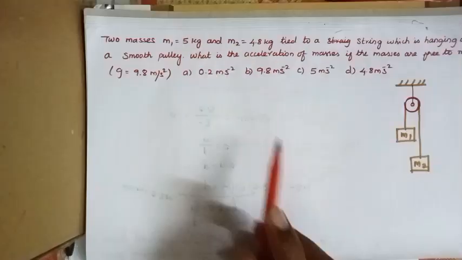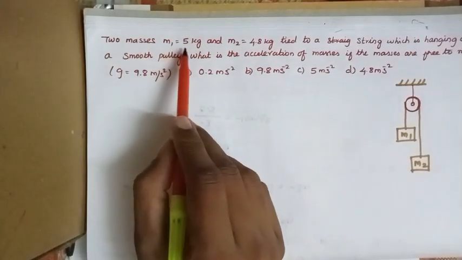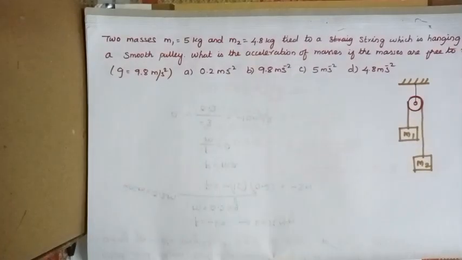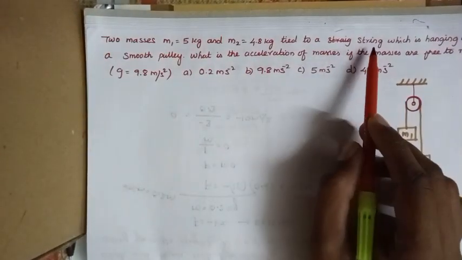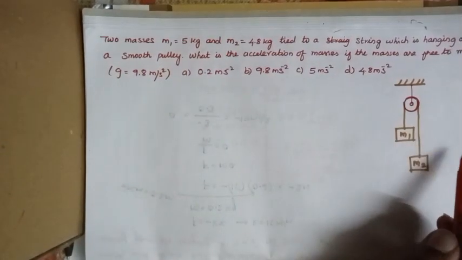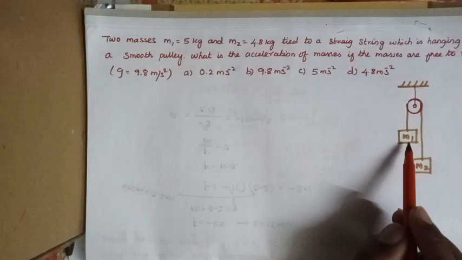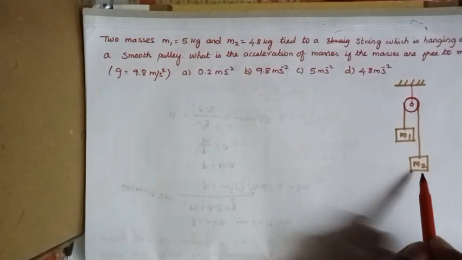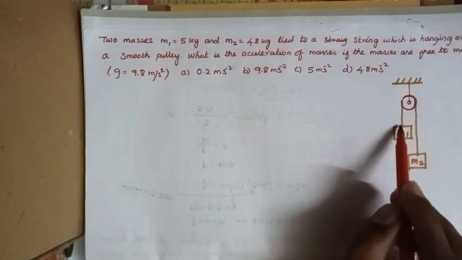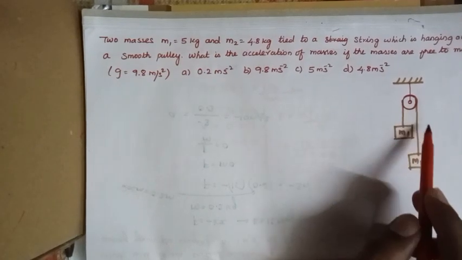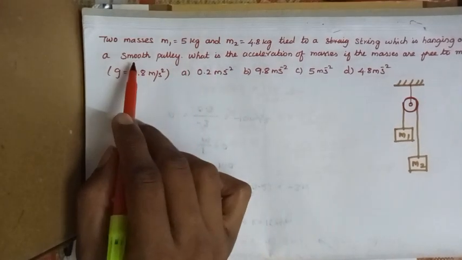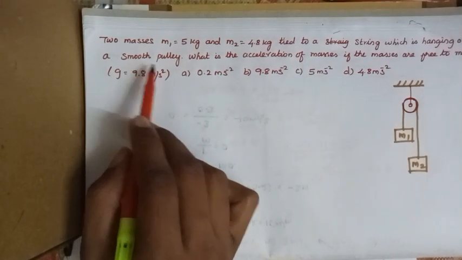Okay, next question. Two masses, m1 5 kilogram and m2 4.8 kilogram, are tied to a string which is hanging over a smooth pulley. This diagram is given in the question itself. These two are tied to the two ends of a string which passes over a smooth frictionless pulley. Whenever the word smooth is given, we have to ignore the friction.